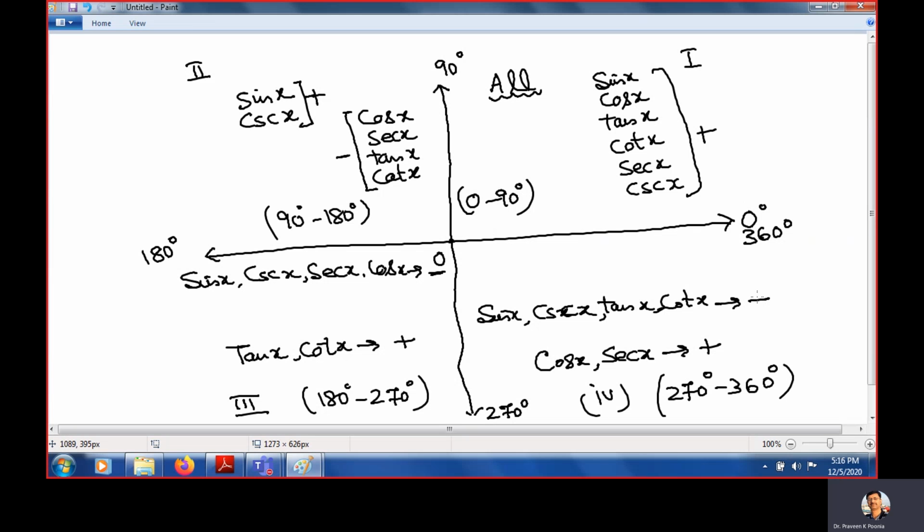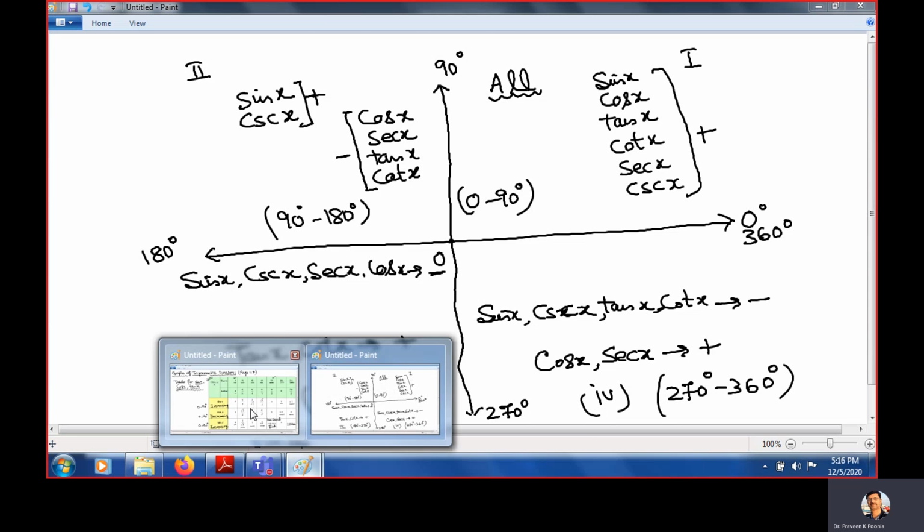So in the first quadrant, 0 to 90 degrees, all six trigonometric functions are positive, while in the second quadrant only sin and cosec are positive. In the third quadrant, 180 degrees to 270 degrees, tan and cot are positive. And in the fourth quadrant, 270 degrees to 360 degrees, cos and sec are positive, and the rest are negative. Clear? You can check it with the table.